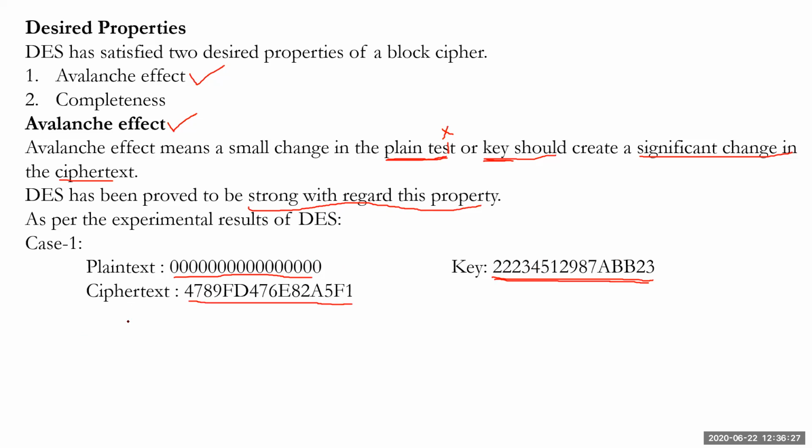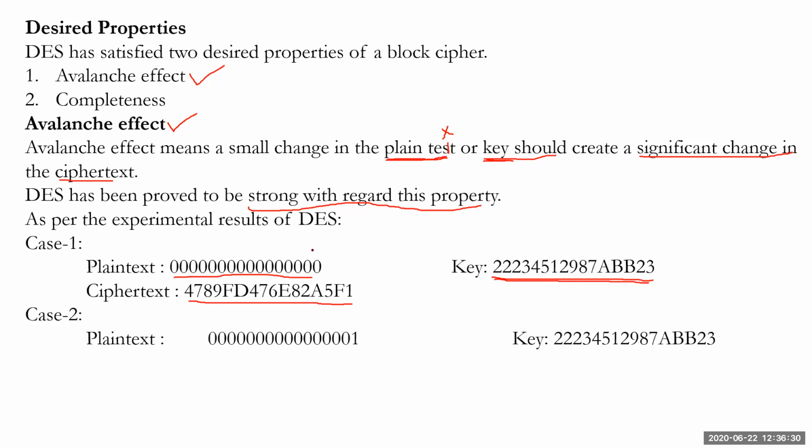If a single bit is changed, let us consider the last bit, the least significant bit, changed from 0 to 1 with the same key, and DES is operated, the ciphertext will look like this. So there is a significant change in the ciphertext, whether the change is in the plaintext or the key. Any modification in the plaintext or key causes a significant change in the ciphertext. This effect is called the avalanche effect: one bit changed in the plaintext or in the key produces a significant change in the ciphertext.